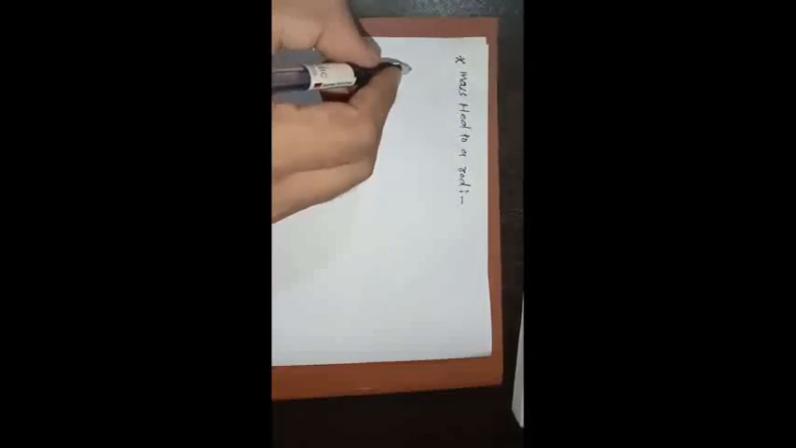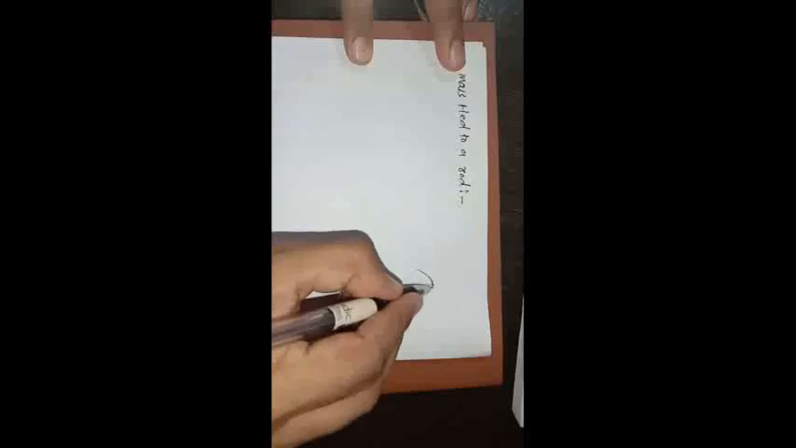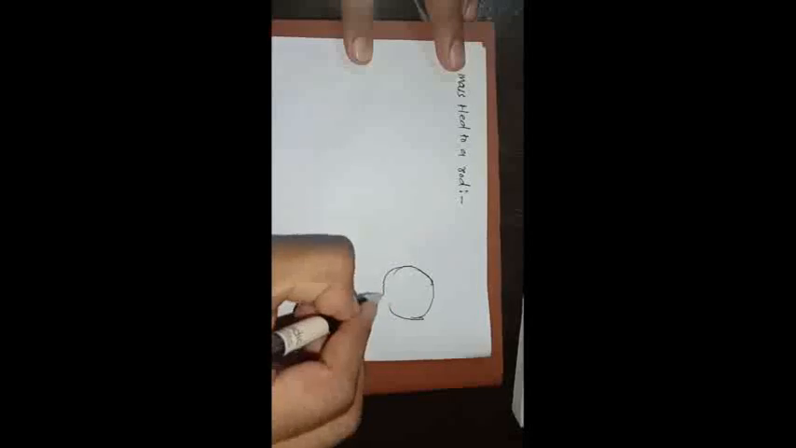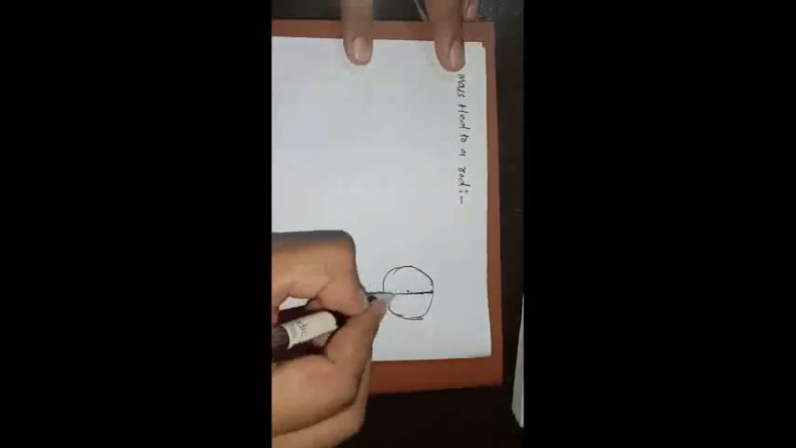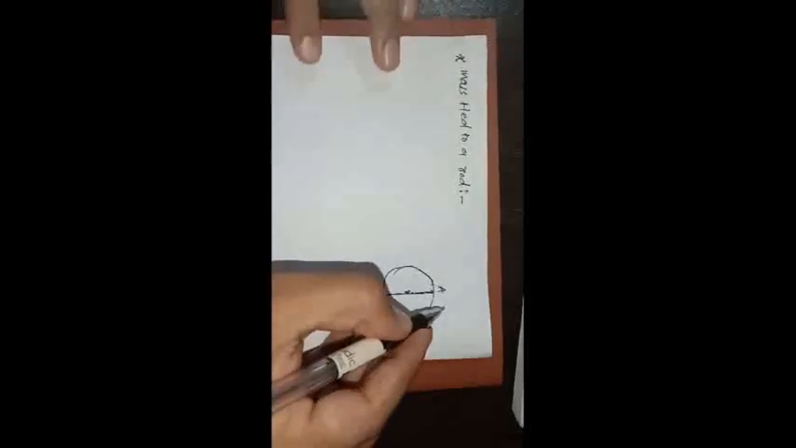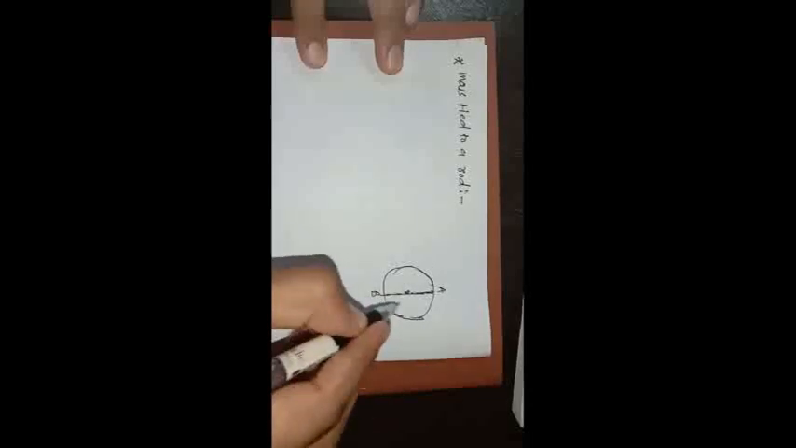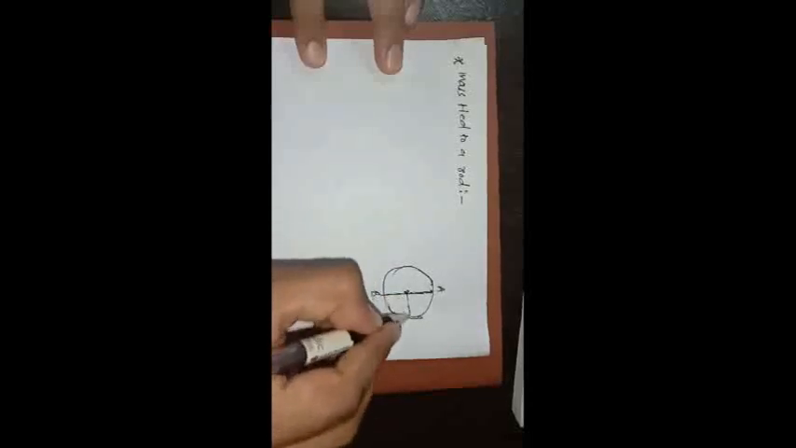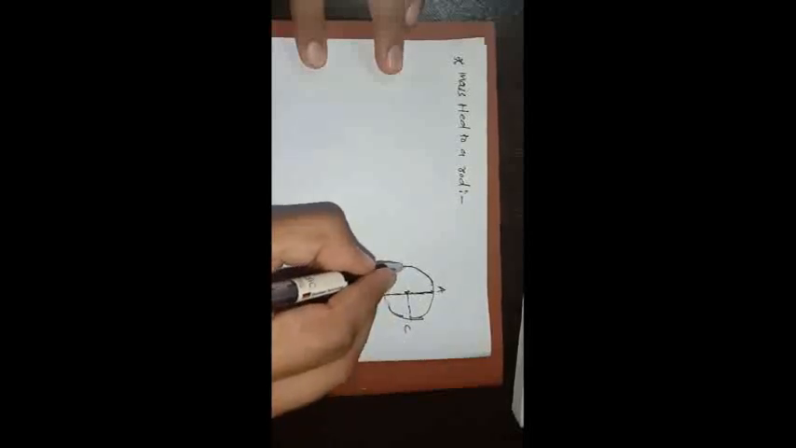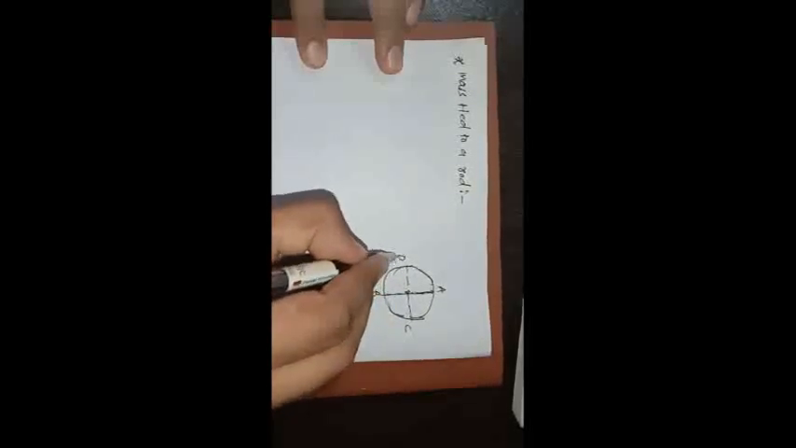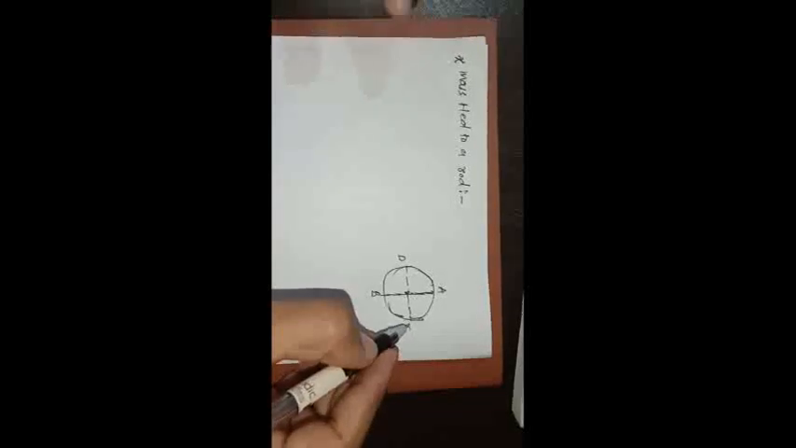In the first case we discussed the mass tied to a string. Suppose a point mass or bob is tied to a string and performs vertical circular motion. A is the top position, B is the bottom position, and C and D are the horizontal positions, or midway positions.